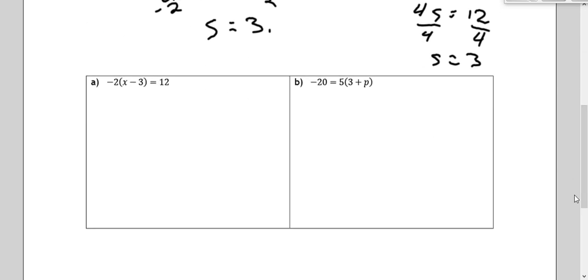Okay, let's practice that a couple times. I'm going to divide by -2 here. So then we get x minus 3 is equal to -6. Add 3, x is equal to -3.